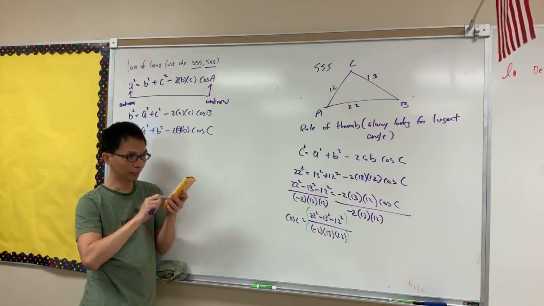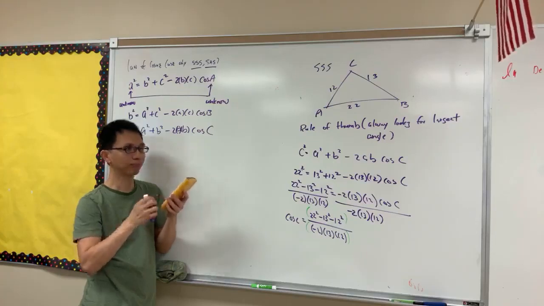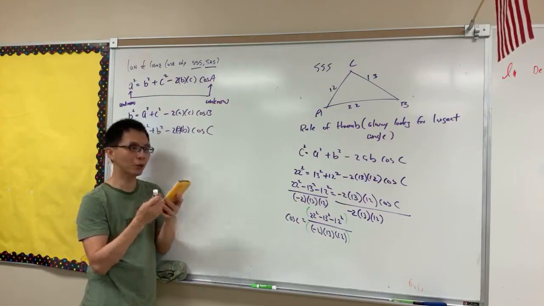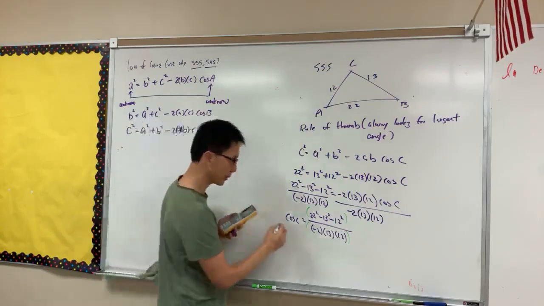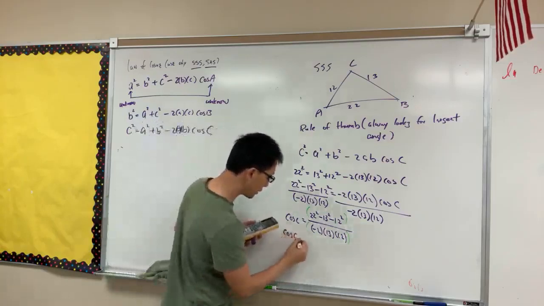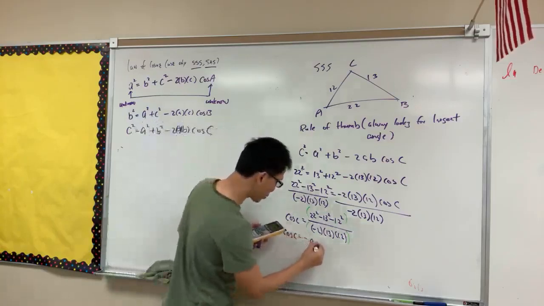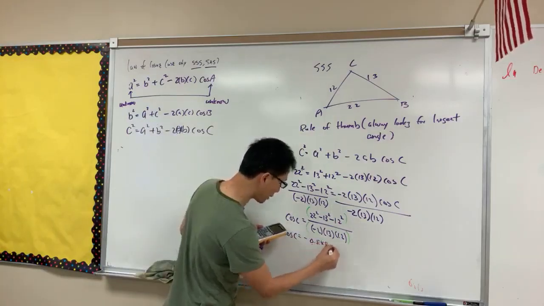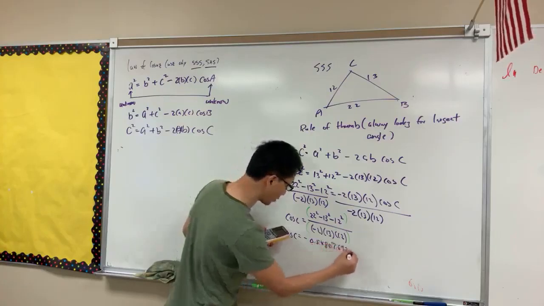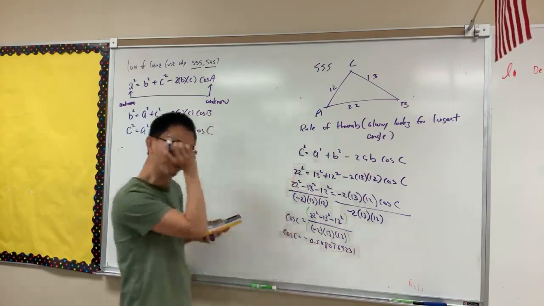I wrote something wrong, I deleted the whole thing. It should be negative 0.54807. Cosine of C is equal to negative 0.548076923. How many decimals do you have to go?